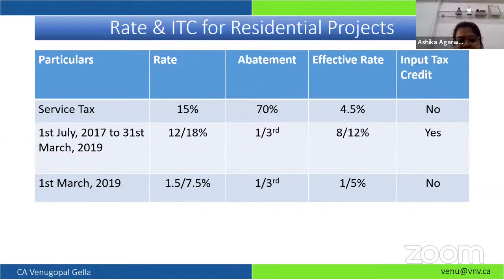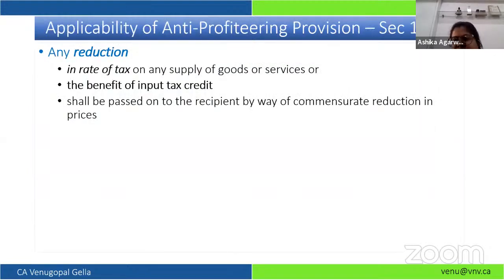Now, post-GST, from 1st July 2017 to 31st March 2019, the GST rate was 12% or 18%, based on affordable housing and non-affordable housing. We were allowed 1/3 abatement for land, the effective rate becoming 8% or 12%. But when this rate was prescribed, the input tax credit, which was earlier not allowed in the pre-GST regime, has been allowed in the GST regime. So this resulted in some benefit of input tax credit, which I mentioned as a case where the anti-profiteering section is applicable.